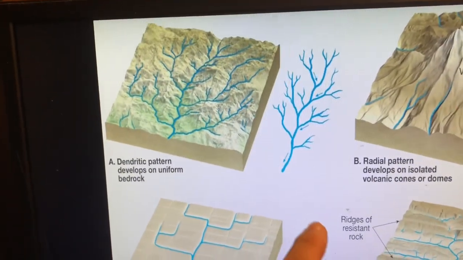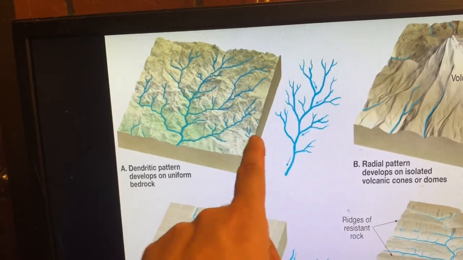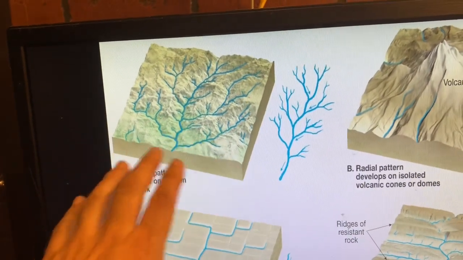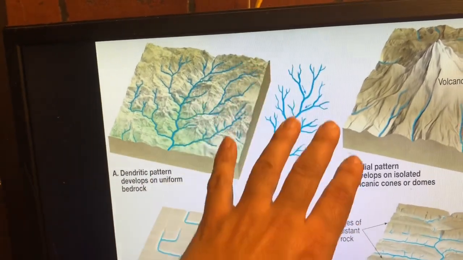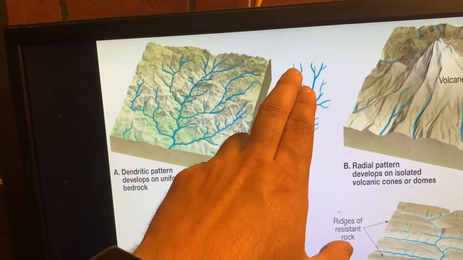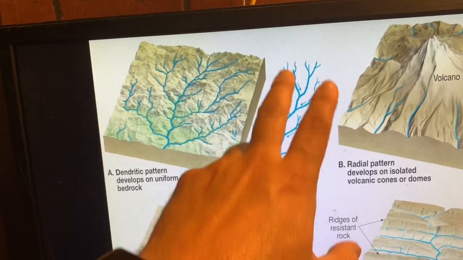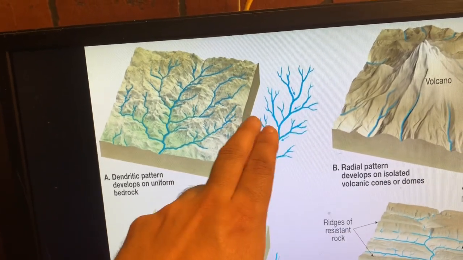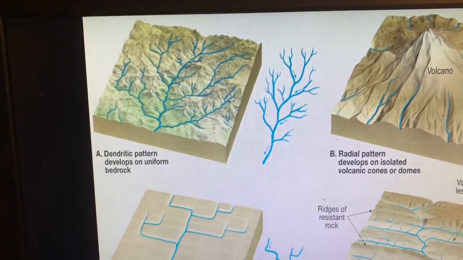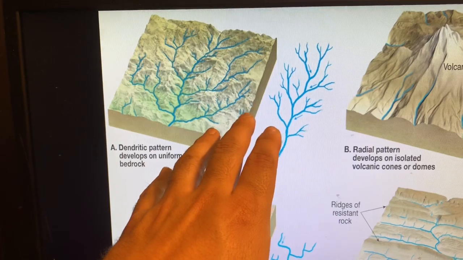So your dendritic pattern looks like this. The easiest way I can explain it is it looks like the branch of a tree. What basically happens with this is when you have bedrock that's roughly the same, the water is going to wear away at it, and what you're going to get is this branching. So you have your little tiny streams here. They collect into bigger streams. Those bigger streams, two of them are going to collect into a slightly bigger one, et cetera, et cetera. So the dendritic pattern happens on bedrock that is roughly the same, and it looks like a tree branch.